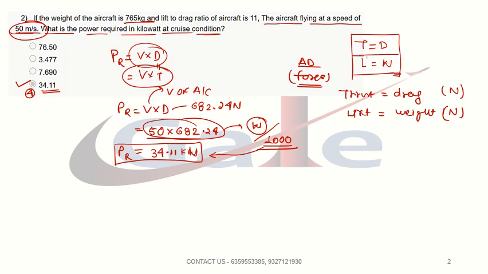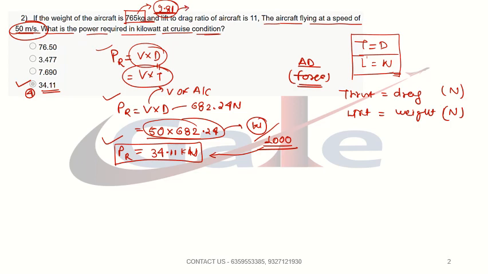And I hope this concept is clear. What is the cruise condition, and what are the key points in that, right? What is thrust equals drag, and how to calculate power required, or power, or velocity, all these things. So keep this in mind. Many times they give the mass of the aircraft, they will not give the weight of the aircraft, so you have to multiply with the gravity. As of now they have not given anything, so I'm taking it as 9.81.